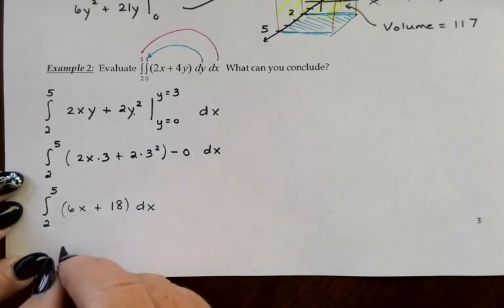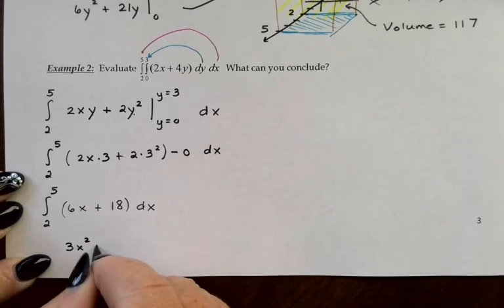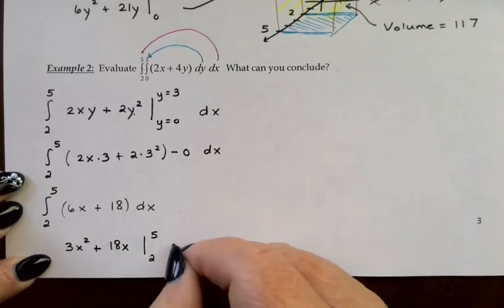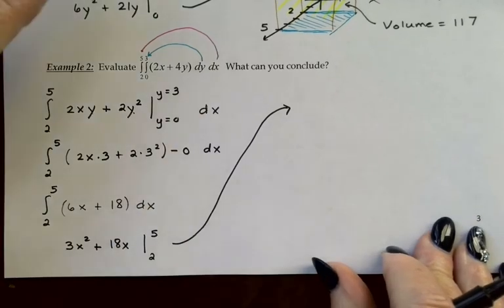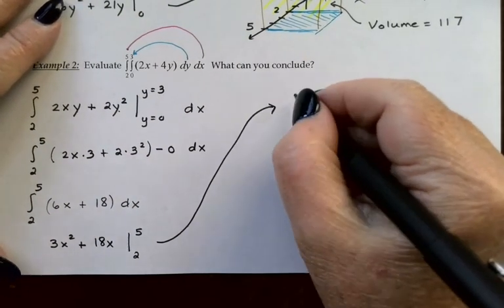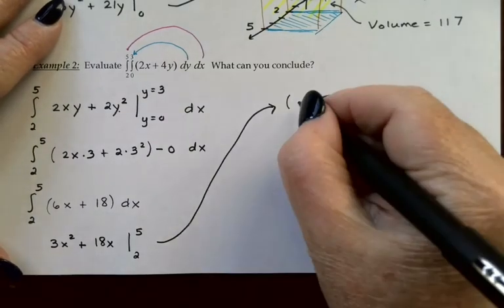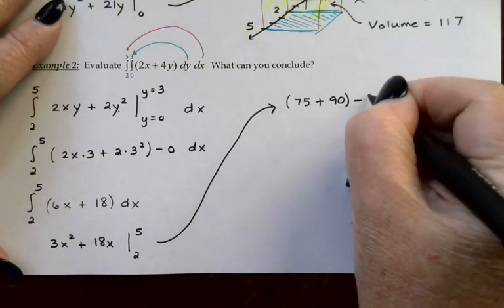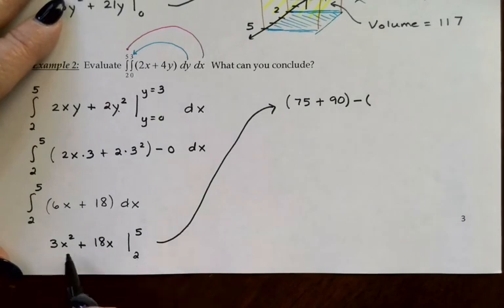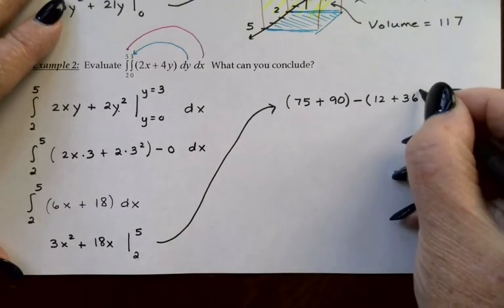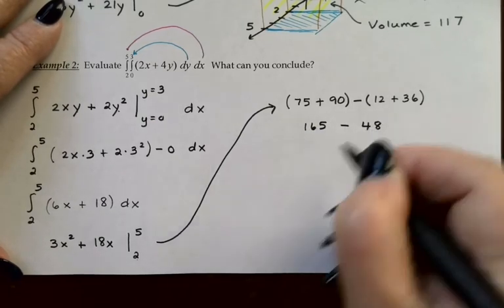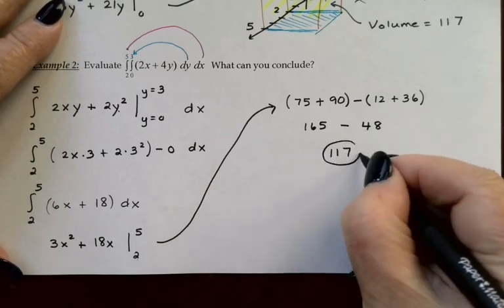All right, the integral of 6x dx would be 3x squared plus 18x, evaluated from 2 to 5. And let's see, we've got to plug in the 5 first. Do a little arithmetic in my head here. 3 times 25 would be 75, plus 18 times 5 is 90. Subtract 3 times 4, which would be 12, plus 18 times 2 is 36. And that's going to give us 165 minus 48, which gives us back that 117 again.